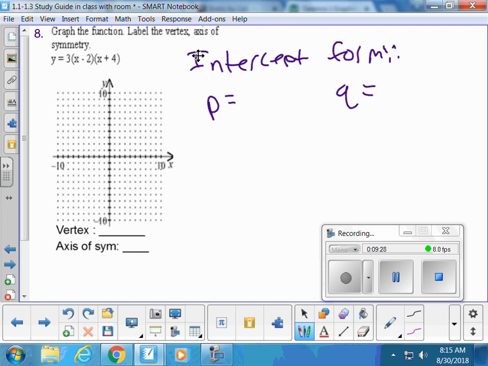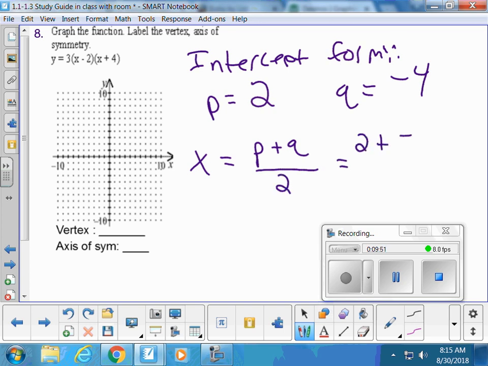And what are those intercepts? 2 and negative 4. So since those parentheses are there, it's opposite of what you would probably think. All right, if I look at my formula board right up here, I'm pointing to it. There is your intercept form vertex formula. P plus Q over 2. So 2 plus negative 4 over 2. It's going to be a negative 2 on top, 2 on bottom. So I think that means my x value is a negative 1.